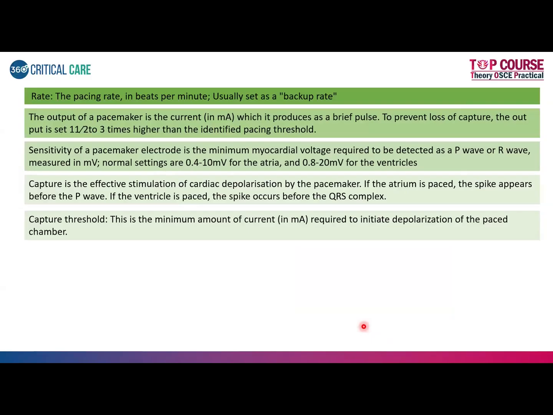Other terminologies include rate, the pacing rate in beats per minute. Usually it is set as a backup rate. The output of the pacemaker is the current which it produces as a brief pulse. To prevent loss of capture, the output is set 1 to 1.5 times higher than the identified pacing threshold. Sensitivity of the pacemaker electrode is the minimum voltage that is required to detect a P wave or an R wave. And the normal settings are around 0.4 to 10 millivolt for the atria and 0.8 to 2 millivolt for the ventricles.